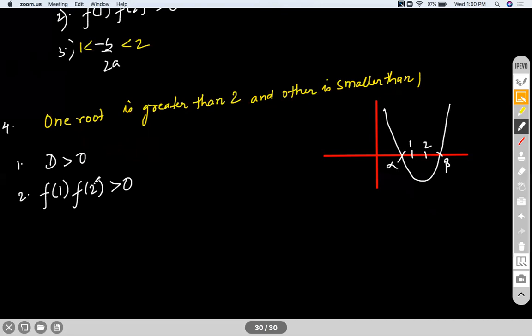Correct. But this is not sufficient. Because this condition is valid even for f1 and f2 lying over here also, right? Yes, sir. So this is not sufficient. I'll remove this. Instead of that, I have to say separately that f of 1 is less than 0 and f of 2 is also less than 0.